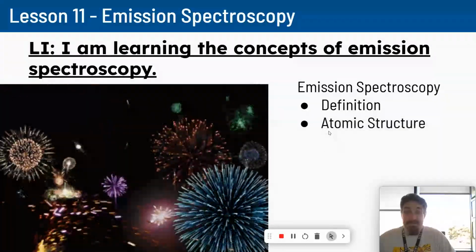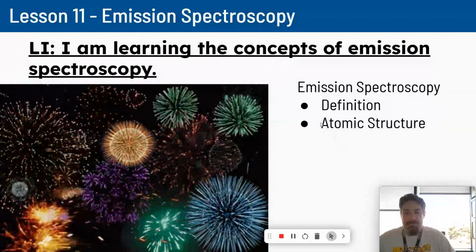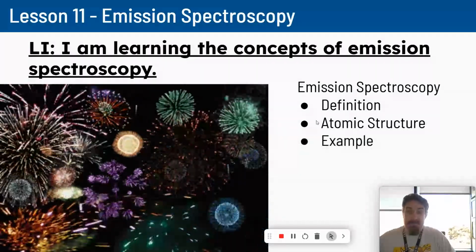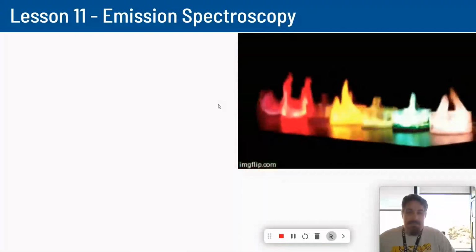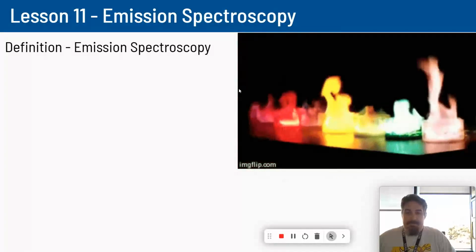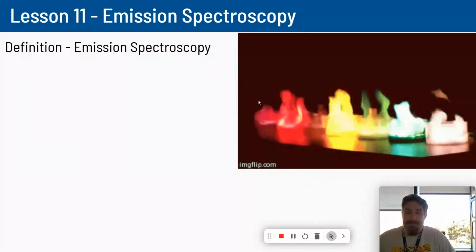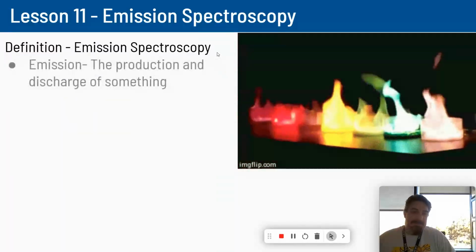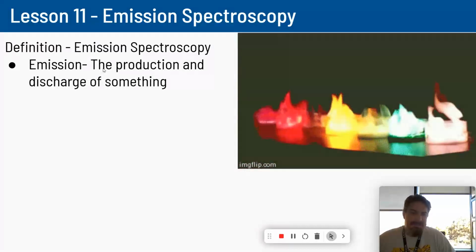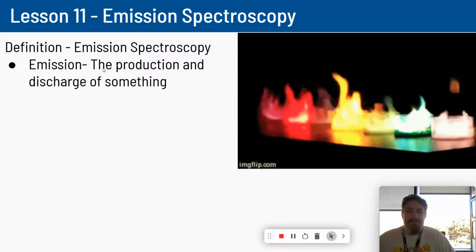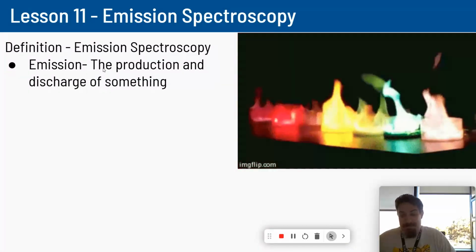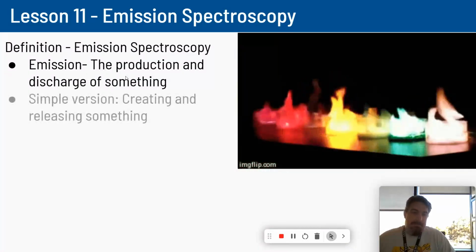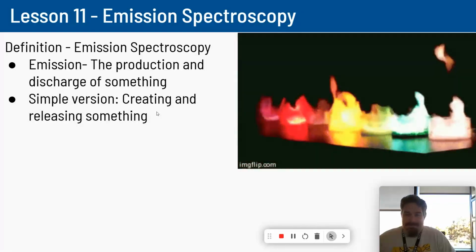We're going to talk about atomic structure again. It's been a while since we looked closely at atomic structure, and we'll look at a couple examples. So first of all, here's an example of a flame test, kind of like what we did, though this is set up in a different lab that can have this kind of fire going at the same time. Emission is the fancy word just for the production and discharge of something, right? And this is just creating and releasing things.